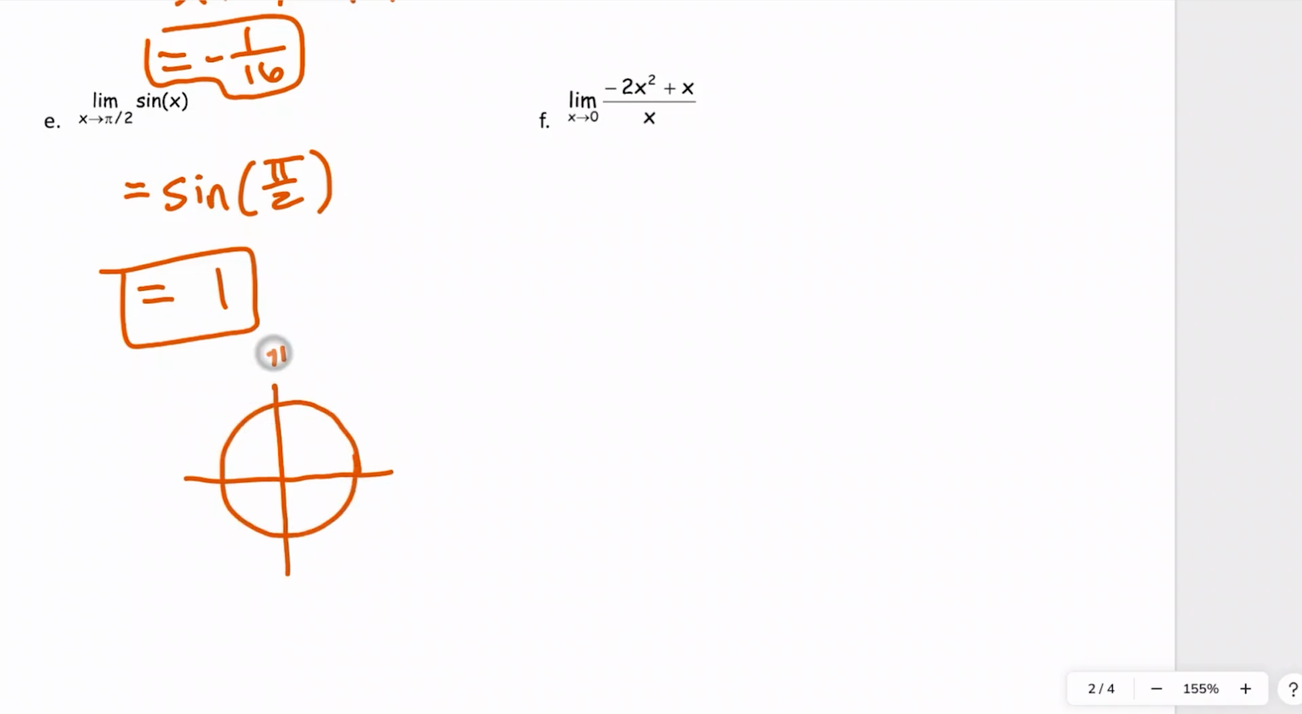Pi over 2 is going to be equivalent to 90 degrees. And when you're trying to evaluate sine, what you're really trying to find here is the y coordinate on the circumference of the unit circle for that angle. So here's the 90 degrees of the pi over 2. We want to find the y coordinate of this point. This point is 0, 1. So that's why we're grabbing the 1. If it were cosine, we would grab the 0. So cosine of the angle is equal to the x coordinate. Sine of the angle is equal to the y coordinate.